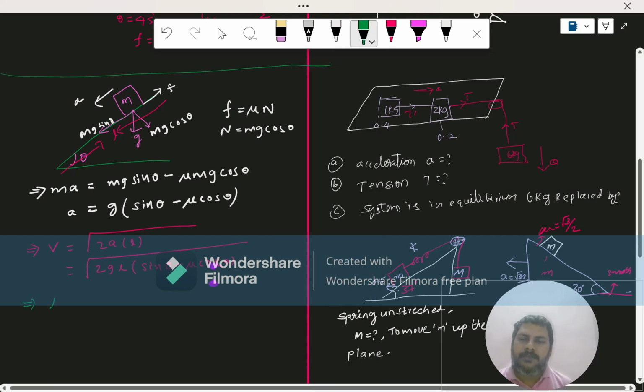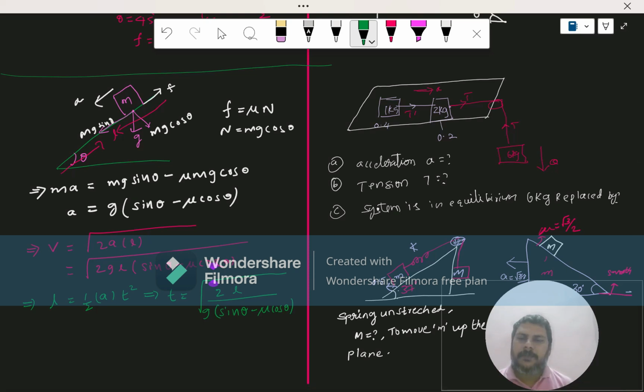For the distance traveled, L is equal to half a t square, that is, half the acceleration into t square. From this, the time is equal to root over 2L by g of (sin theta minus mu cos theta).